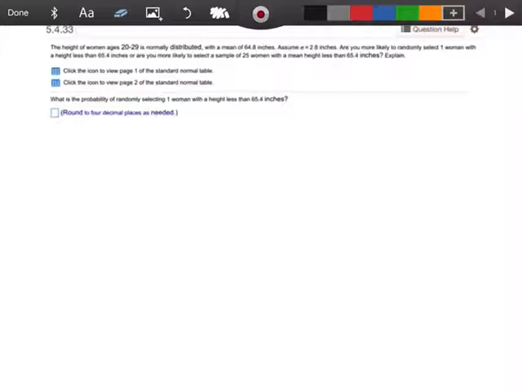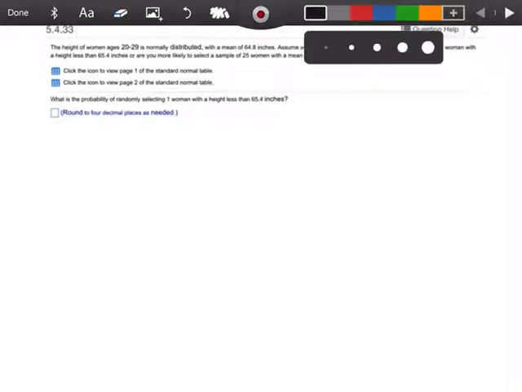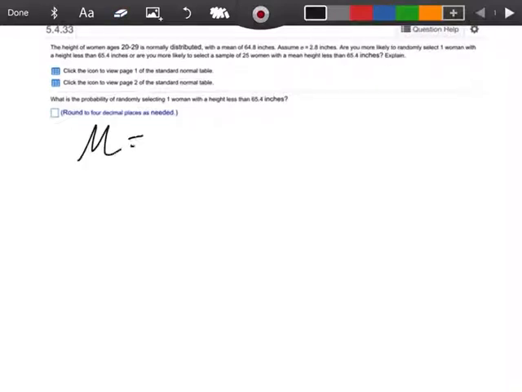All right, so let's see if we can figure out this problem here. It says the height of women ages 20 to 29 is normally distributed with a mean of 64.8. Okay, so the first thing I'm going to do, let me get my pen going. Our mean is 64.8, and a standard deviation of 2.8.